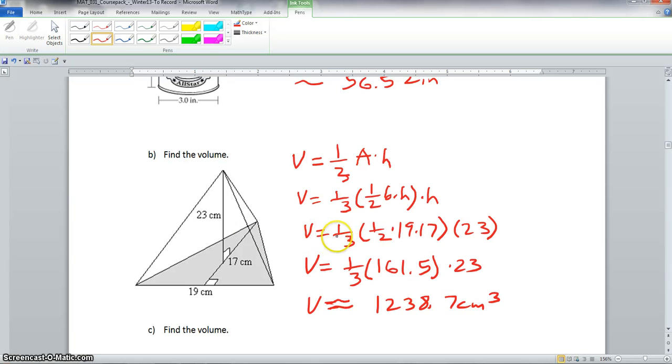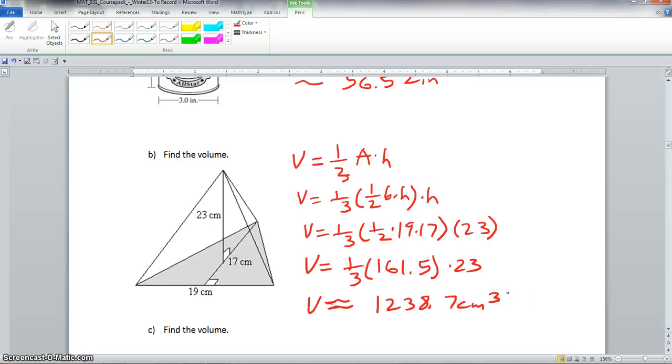So now we have the volume is equal to 1/3 times 1/2 times the base is 19 and the height is 17. And we also multiply it by the other height, which is this 23 centimeters. So we have the volume is equal to 1/3 times 1/2 times 19 times 17, which gives you 161.5. And all of that is multiplied by 23. When you multiply all of this out, it gives you an approximate volume of 1,238.7 centimeters cubed.